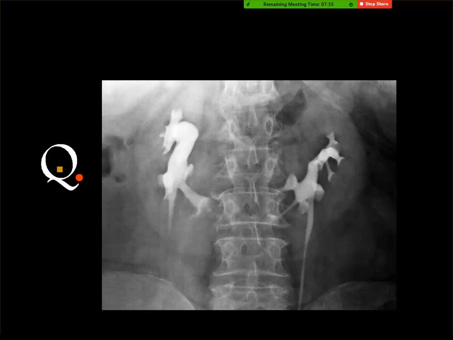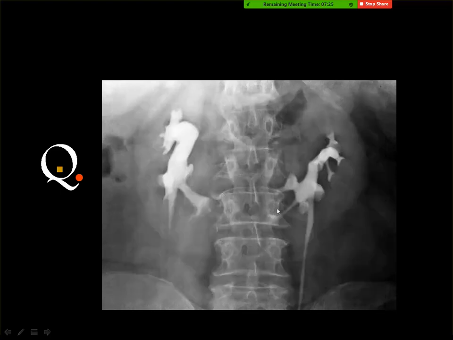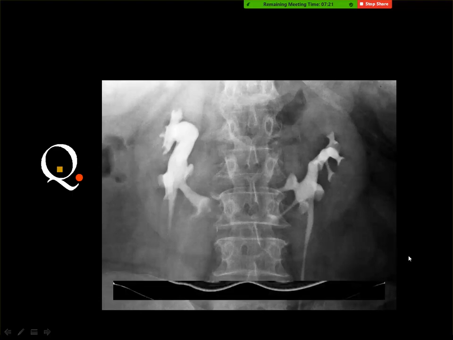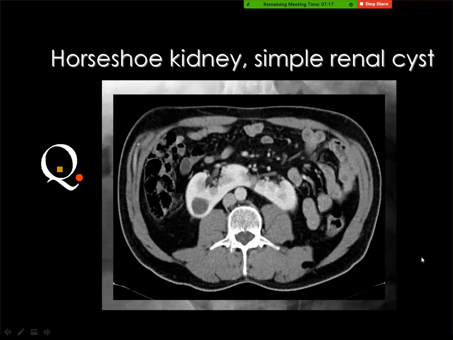Bilateral malrotation of both kidneys. Yes, and this is a horseshoe kidney, with a malrotated collecting system and a small renal cyst, which is not evident in the excretory urography but can easily be appreciated in the CT scan.